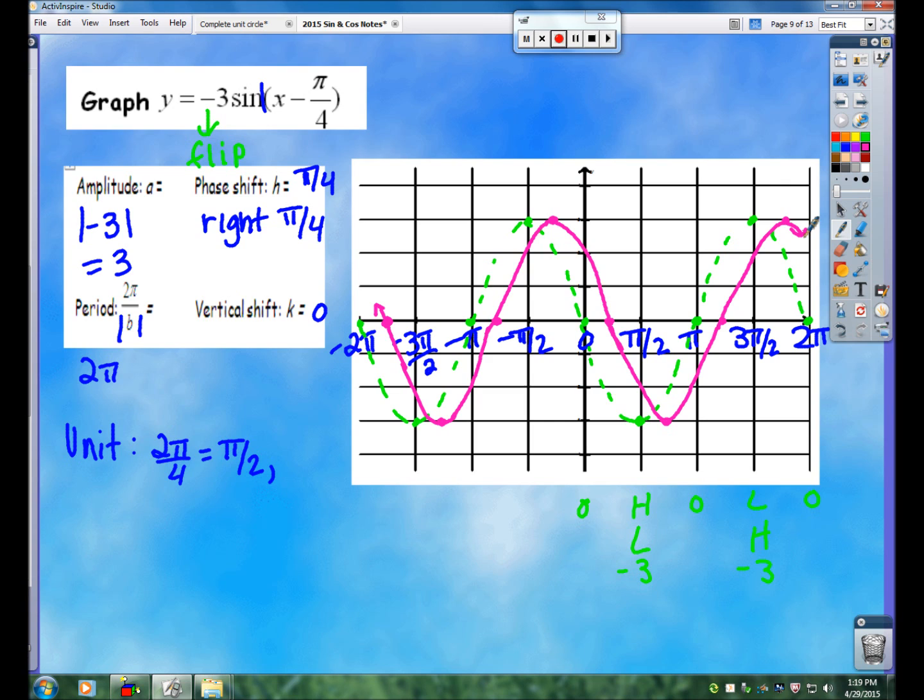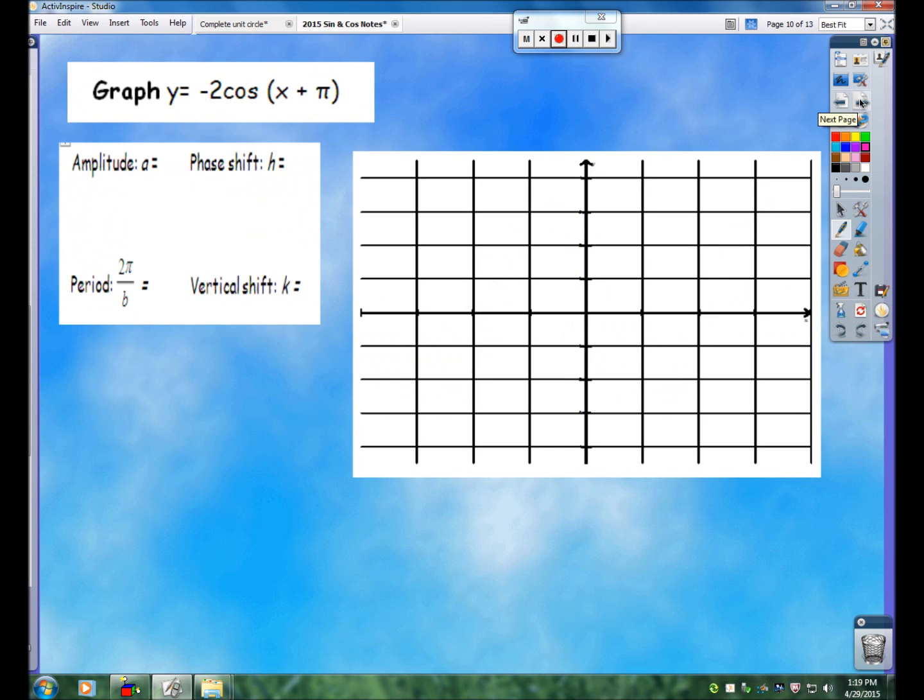All right, let's do a couple cosine graphs. So negative 2 cosine of the quantity x plus pi. My amplitude: I see a negative, so I remind myself that I'm going to flip this thing. But my amplitude is the absolute value of negative 2, so my amplitude is 2. It has a height of 2.